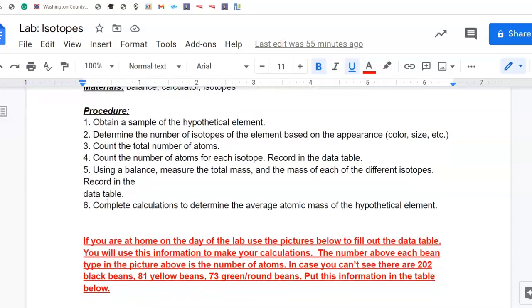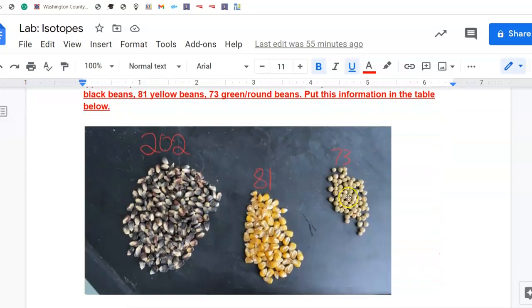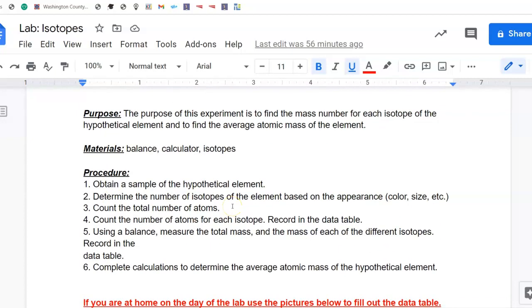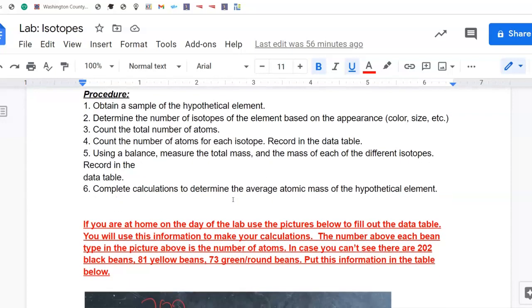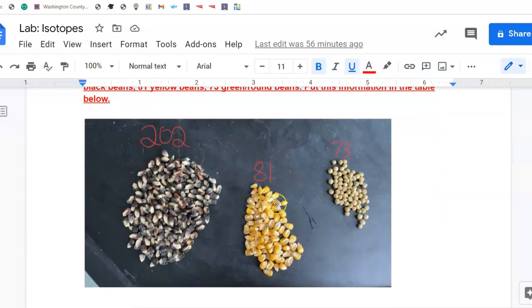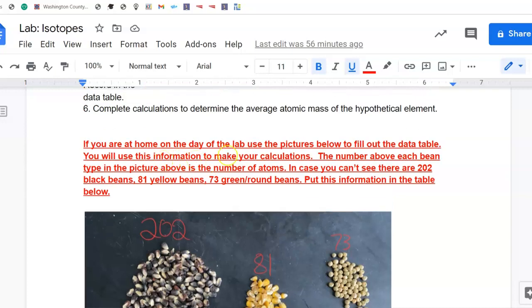If you scroll down here, I've already done this for you. The first one is going to be black beans, the next one's going to be yellow beans, and then we have green beans or round beans. Then count the total number of atoms, and count the number of atoms for each isotope recorded in the data table. I have already done this for you. There's 202 black beans, 81 yellow beans, and 73 green or round beans. If you can't see the numbers too clearly, I'll also put them here in red for you.